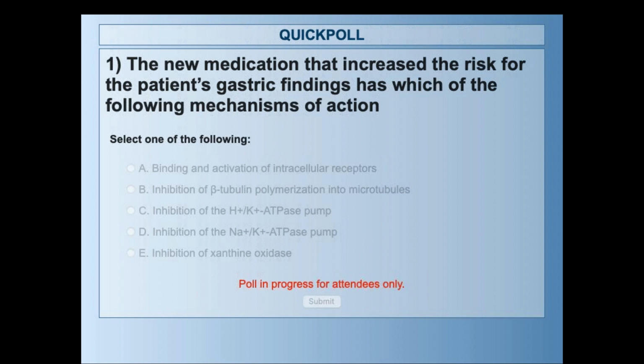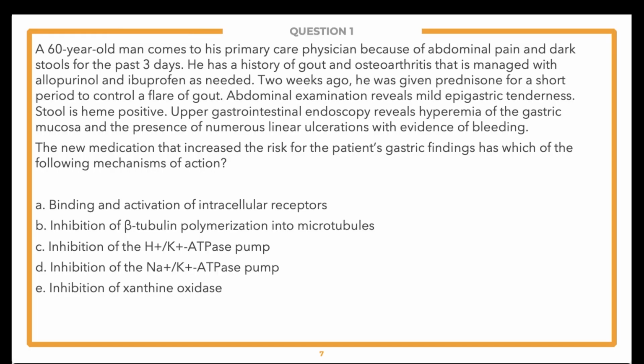Okay, so let's see. Over half of you have voted. Looks like we've got a clear favorite. So I'll give you a few more seconds before I close the poll. Okay, so let's see what we've got here.